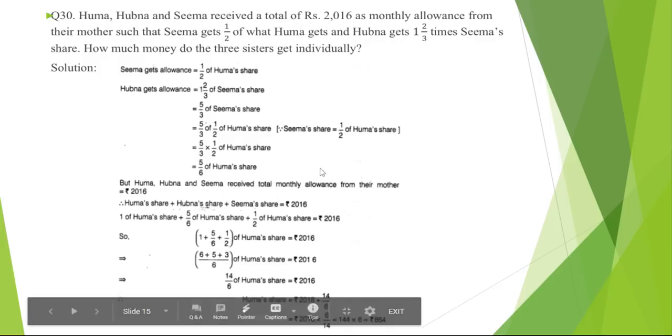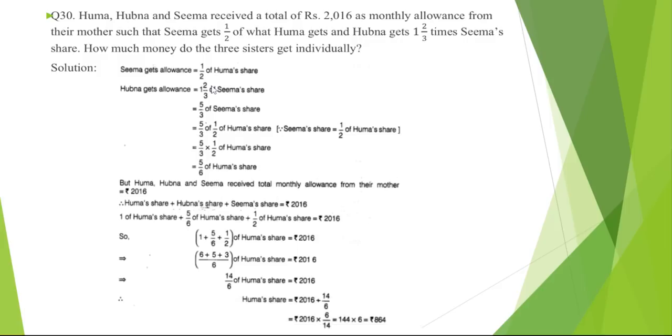Now you have another question. Huma, Hupna and Seema received a total of 2016 as monthly allowance from their mother, such that Seema gets 1 by 2 of what Huma gets and Hupna gets 2 by 3 times Seema's share. How much money do the 3 sisters get individually? So now Seema gets allowance 1 by 2 of Huma's share, and Hupna gets 2 by 3 of Seema's share.